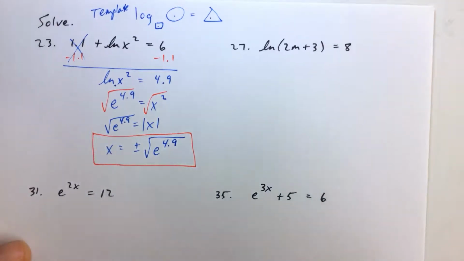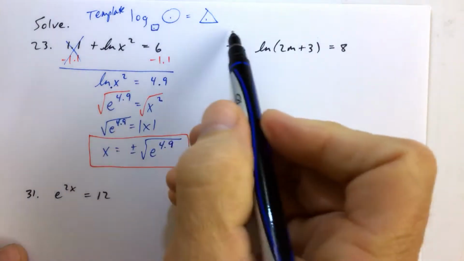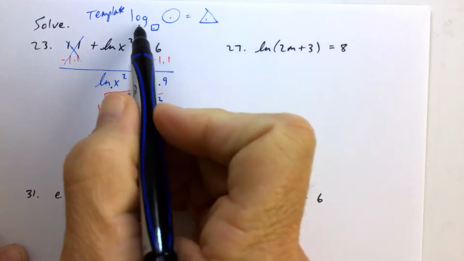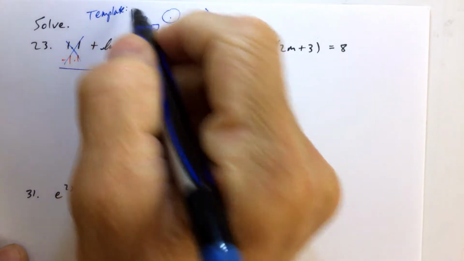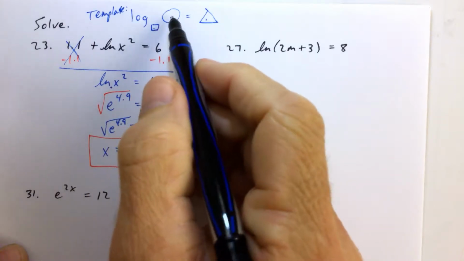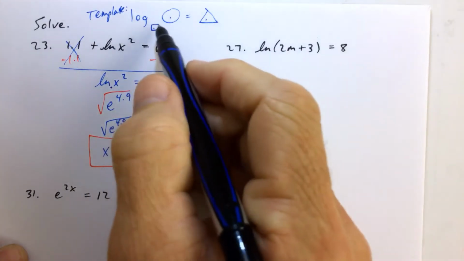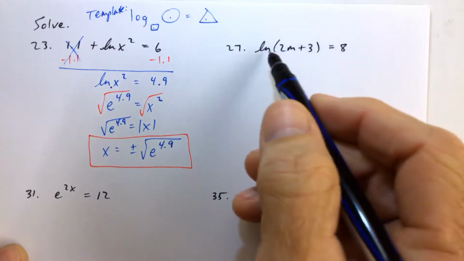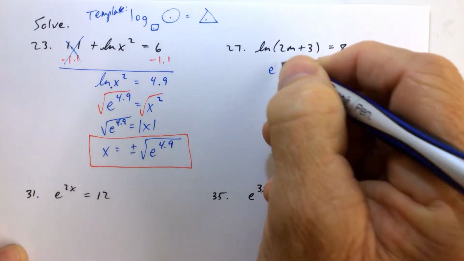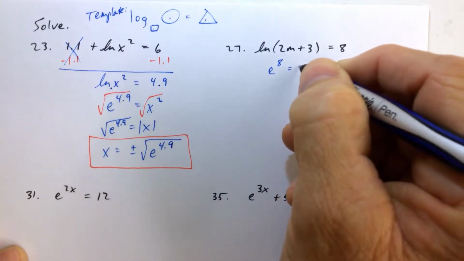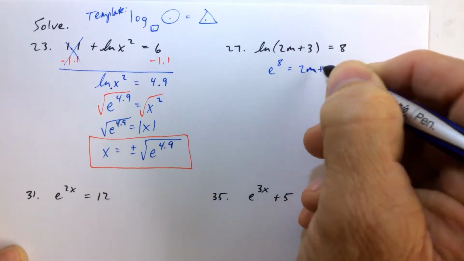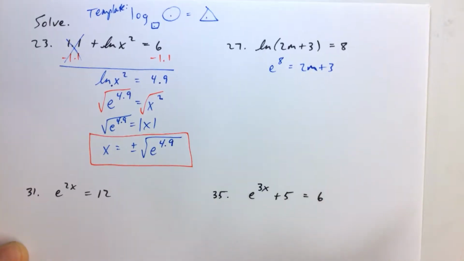For problem number 27, I want to refer to this again. We notice that already our equation is in the template form. So this is our template form here: log base something of something else equals a number. So we have a base, we have an argument, and we have a number. That's exactly what we have here. When we have that, we want to go ahead and convert to exponent form, or exponential form, of the same equation. Same equation, but we're just writing it in exponent form.